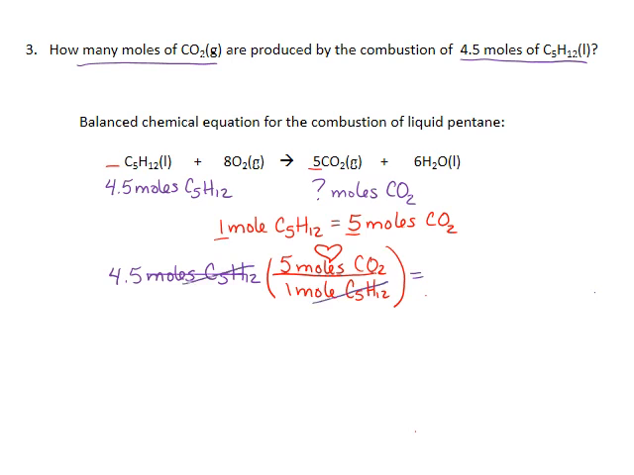We see that the moles of pentane will cancel. The multiplication gives us 22.5 moles of CO2. Since we only have two significant figures, we'll round this to 23 moles of CO2.